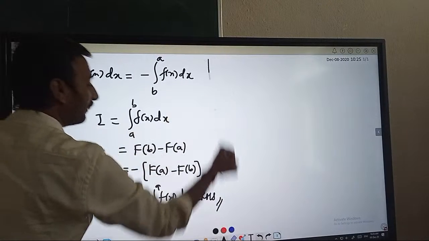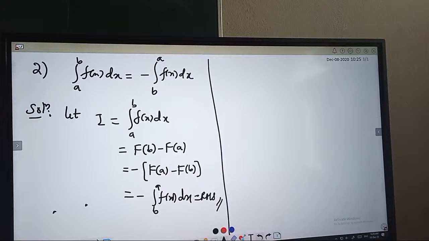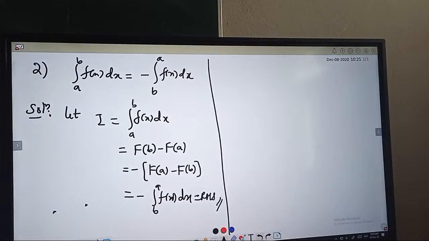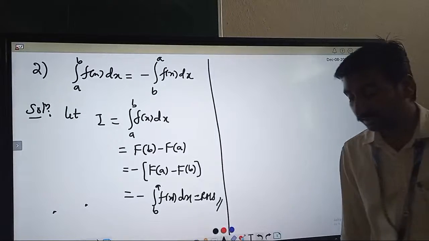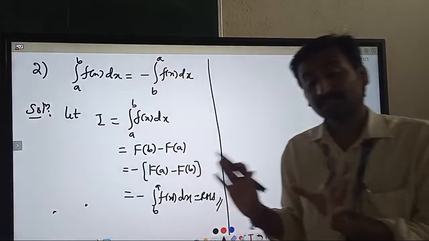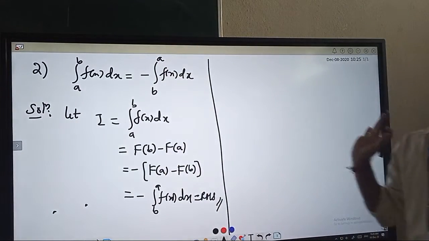Look at this. It's a very easy property. There is nothing else you are going to do in this one. So very simple it is. One thing you have to remember here: if our upper and lower limits change, the sign of the integral will also change.